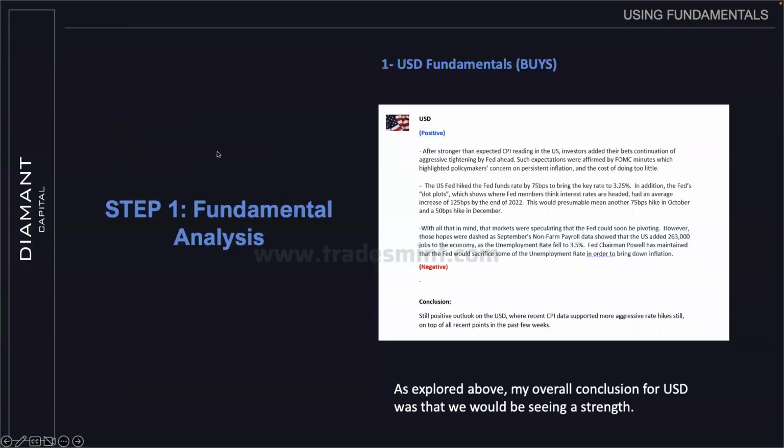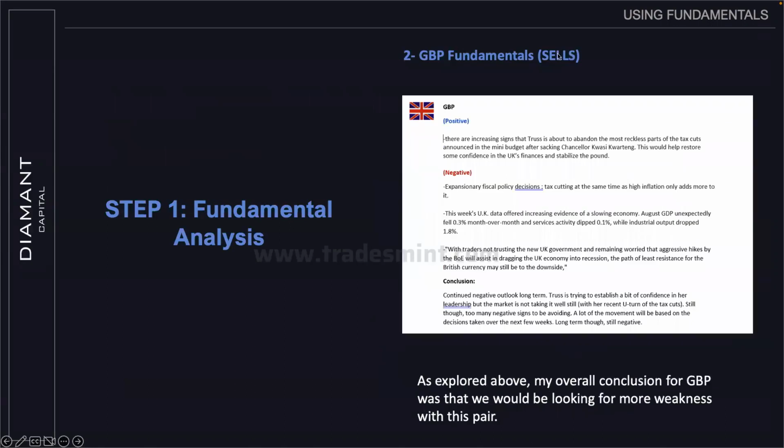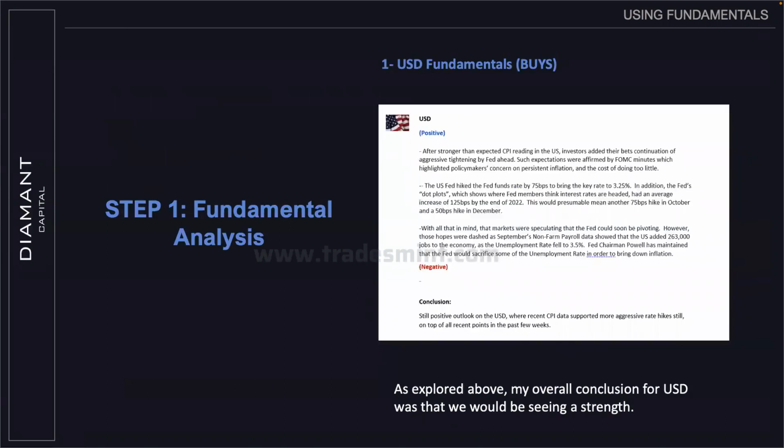Now, step one, fundamental analysis. First thing I would look at, if we're looking at a pair like GBP USD, is to look at them individually. So you look at GBP and then, separately, the US dollar. For the US dollar, we concluded that we were looking for buys. I'm not going to get into everything over here. You can have a little read. If you want to pause the video for a second, you can see what we were looking at. But generally, we were looking at positive points compared to negatives.